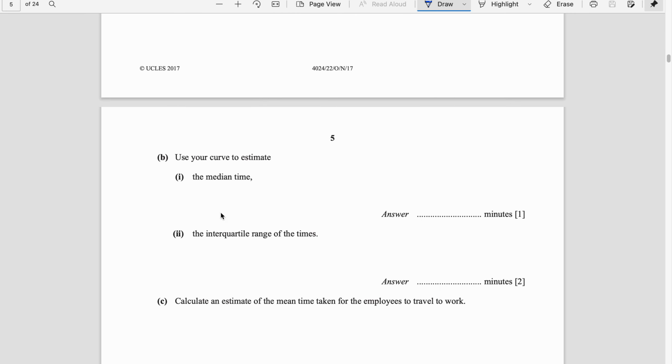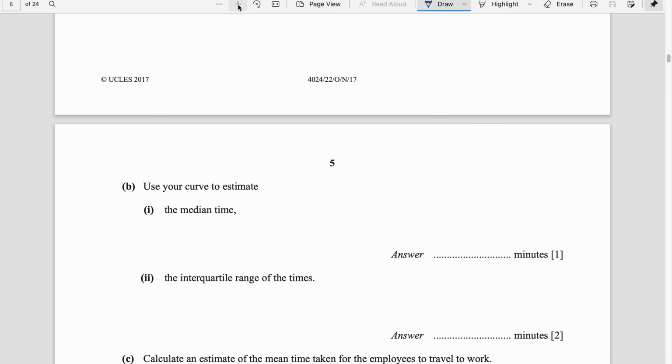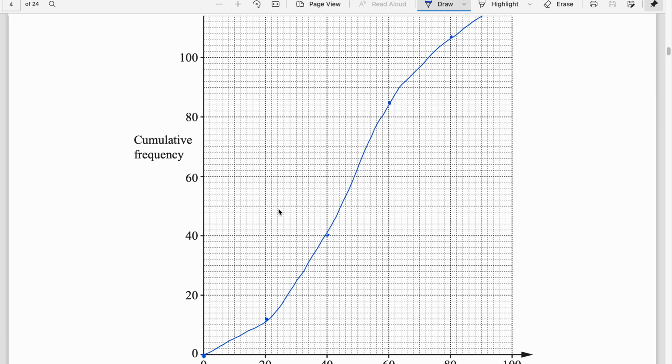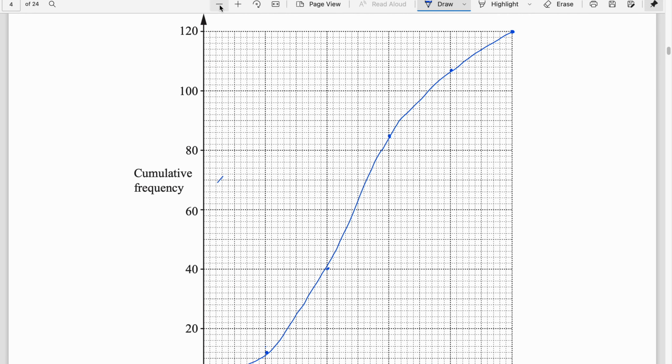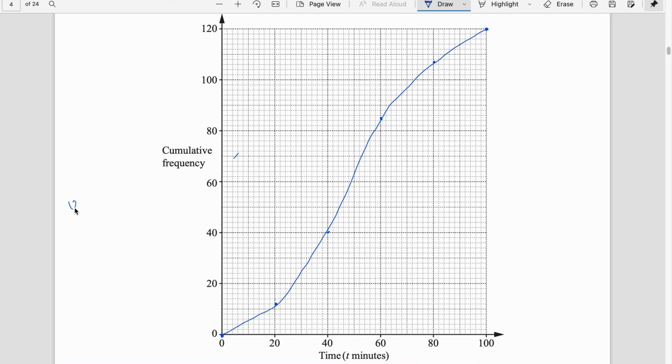Use your curve to estimate the median time. Okay, so we have 120 as total on the y-axis. The median would be 50% of the total, which is 60. So on 60, draw a horizontal line and it intersects at this point, and this should be 49.